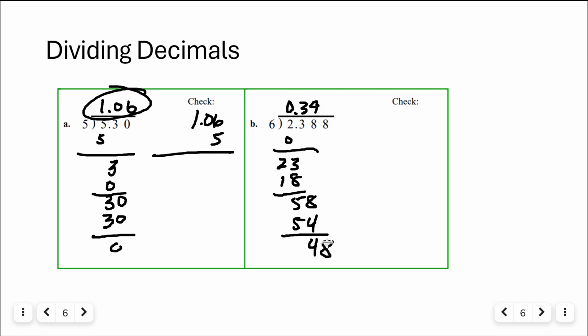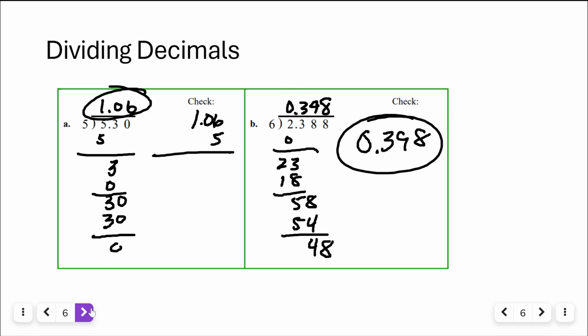4. Bring down the 8. 6 goes into 48 8 times. 0.398. That's my answer. Okay, that's how you divide decimals by a whole number. It's actually fairly easy to do as long as you have some decently placed handwriting and you keep everything lined up.